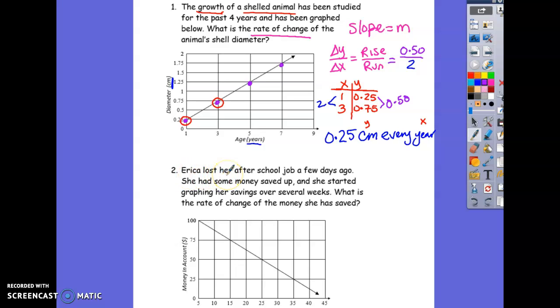Erica lost her after-school job a few days ago. She had some money saved up. She started graphing her savings over the weeks. What is the rate of change, so we're going to circle it or underline it, of the money she has saved? So again, we're doing rate of change.